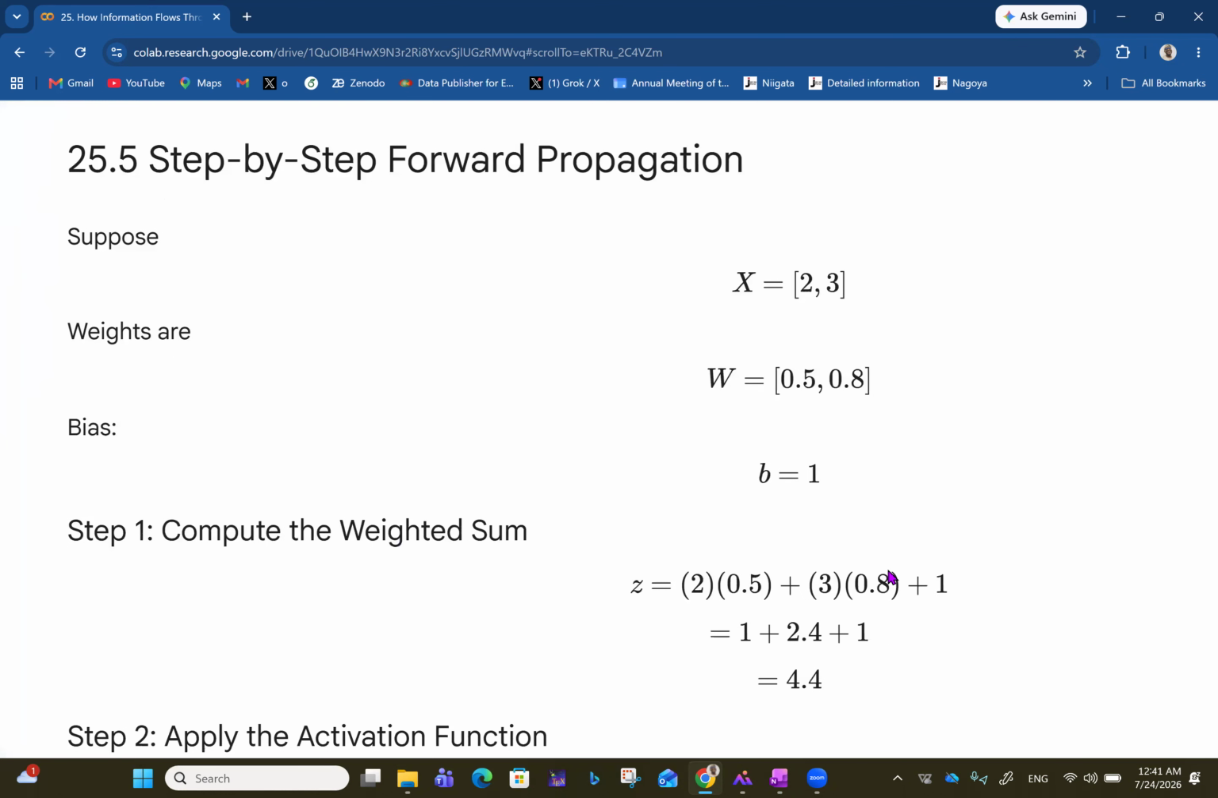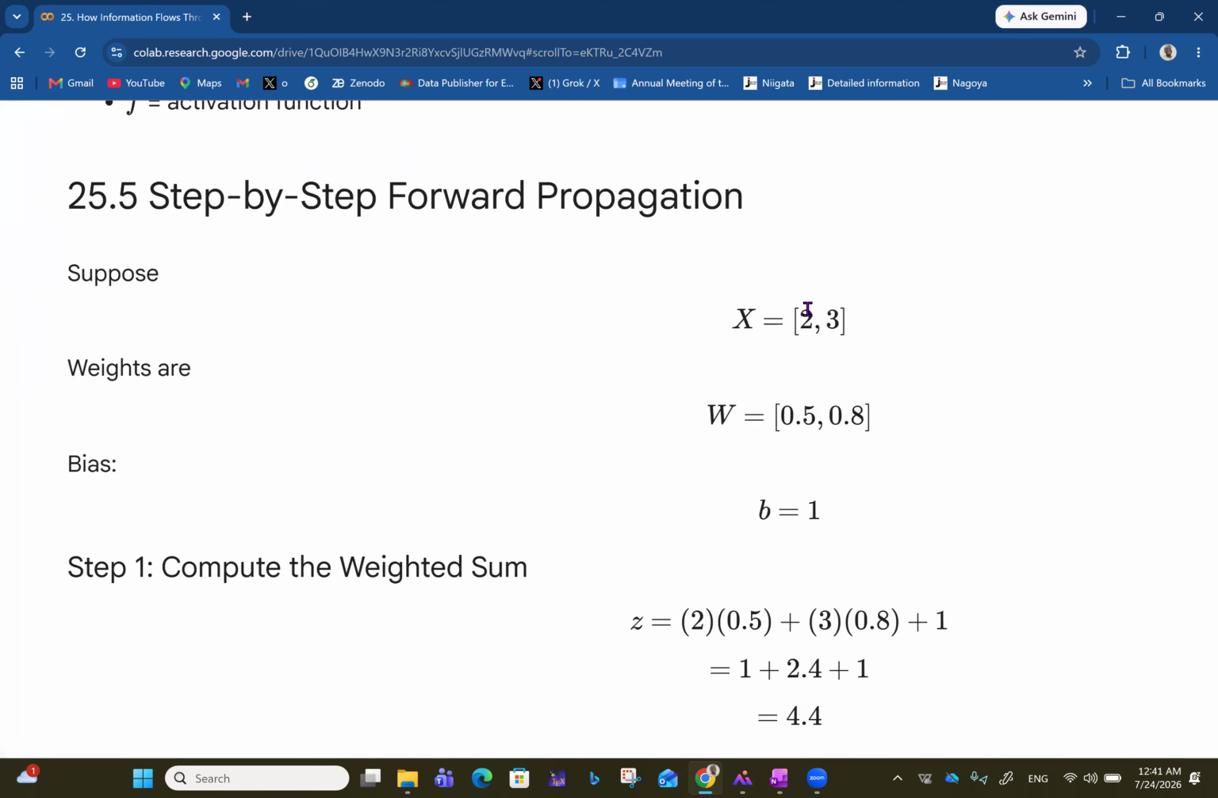Then we talk about step-by-step forward propagation. Imagine we have x to be 2, 3. Weights are 0.5 and 0.8, meaning that the second input is weightier than the first, because the weight attached to 3 is 0.8, while the weight attached to 2 is 0.5. So it means 3 is more important in the scheme of things compared to 2. And then you have a bias of 1. So compute the weighted sum: 2 times 0.5 plus 3 times 0.8 plus the bias, which is 1. So you have 2 times 0.5, 1. 3 times 0.8 is 2.4, plus 1. So 1 plus 2.4 is 3.4, plus 1, 4.4.